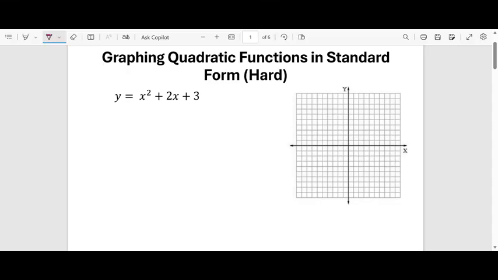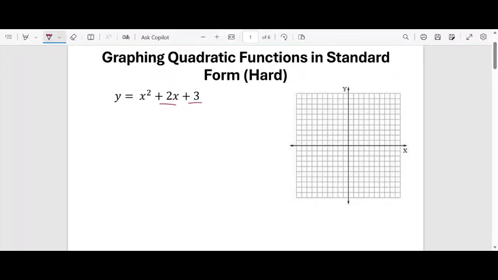So again, if you haven't watched the easy version of this video, I would go back and watch that. But if not, let's go ahead and get started. So this quadratic is x squared plus 2x plus 3. Normally, we want the numbers to multiply to 3 and add up to 2, and then we can just factor it and use our factored form to make our graph.